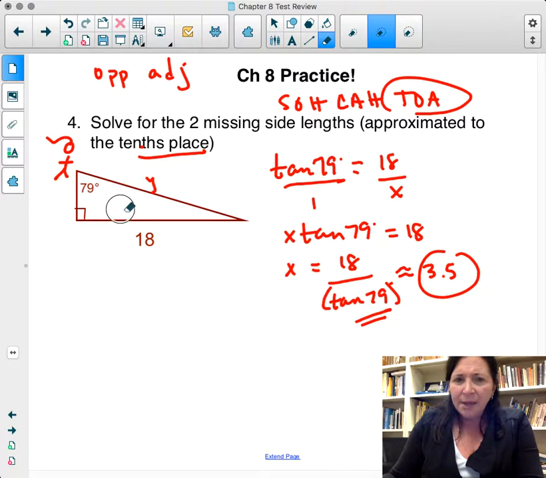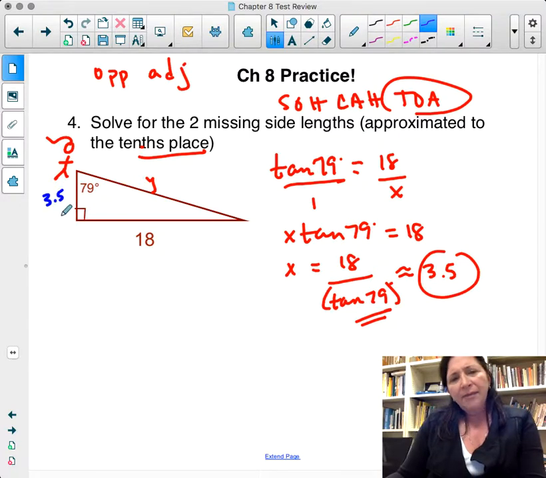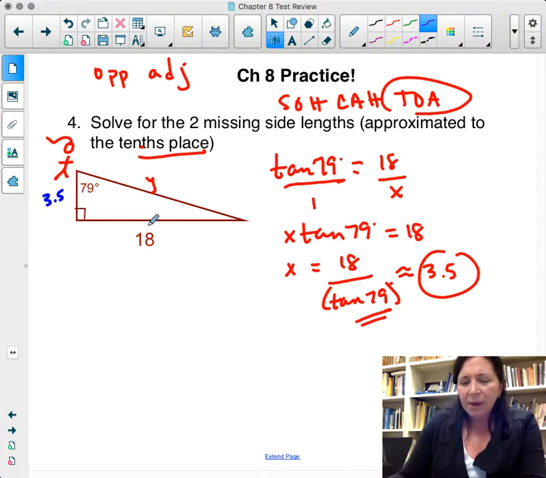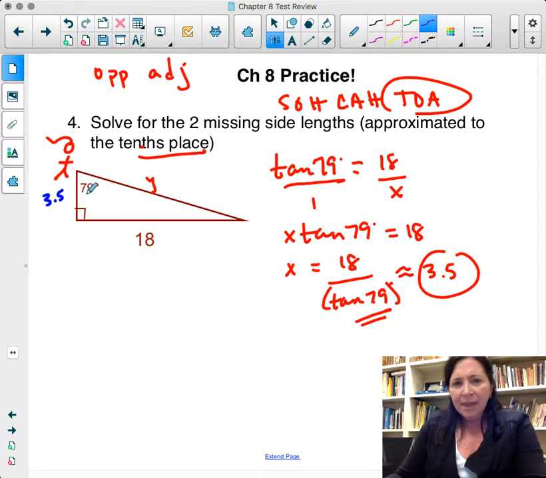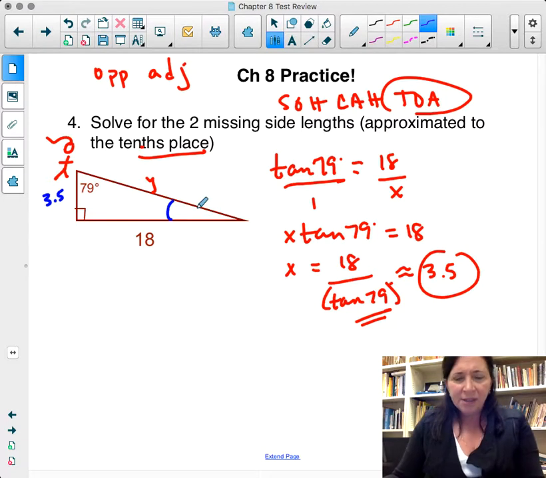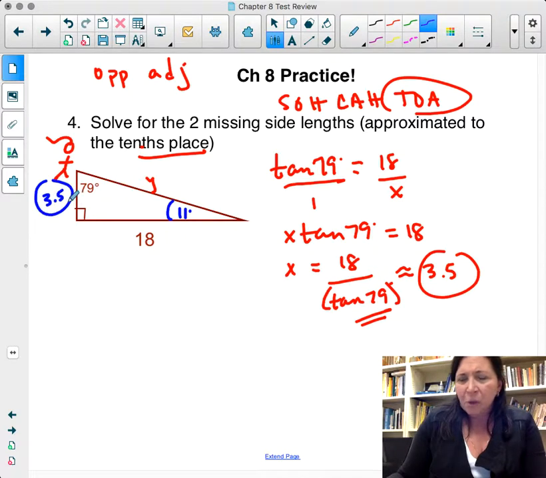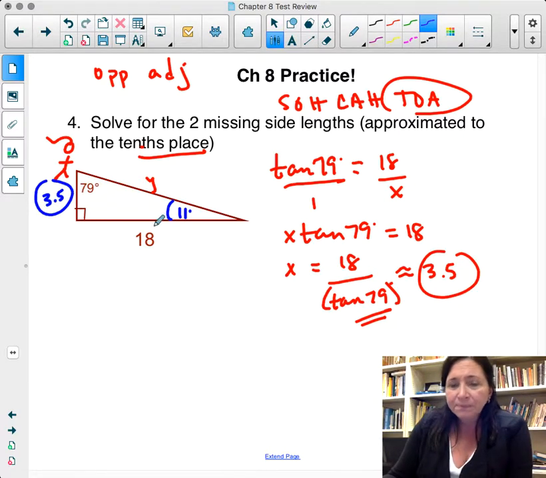Now, I'm going to ask myself a little question here because this is 3.5. And this is a lot smaller than 18, but I do want to stress that if you were to think of what this angle is here, and remember, the smallest side is opposite the smallest angle. And so therefore, this angle right here, 79, 89, that's 11. This does make sense for being the smallest side. 3.5 does make sense to be across from the 11 degrees.